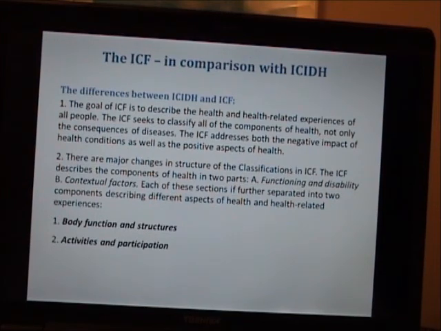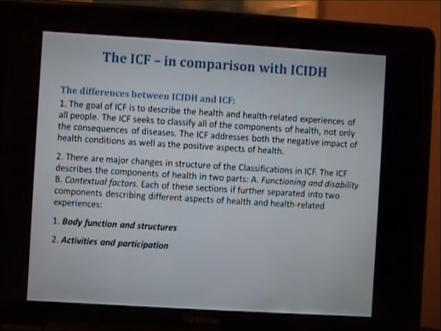Now, there are differences between the ICIDH and ICF. First, the goal of ICF is to describe the health and health-related experiences of all people. The ICF seeks to classify all of the components of health, not only the consequences of diseases. The ICF addresses both the negative impact of health conditions as well as the positive aspects of health.